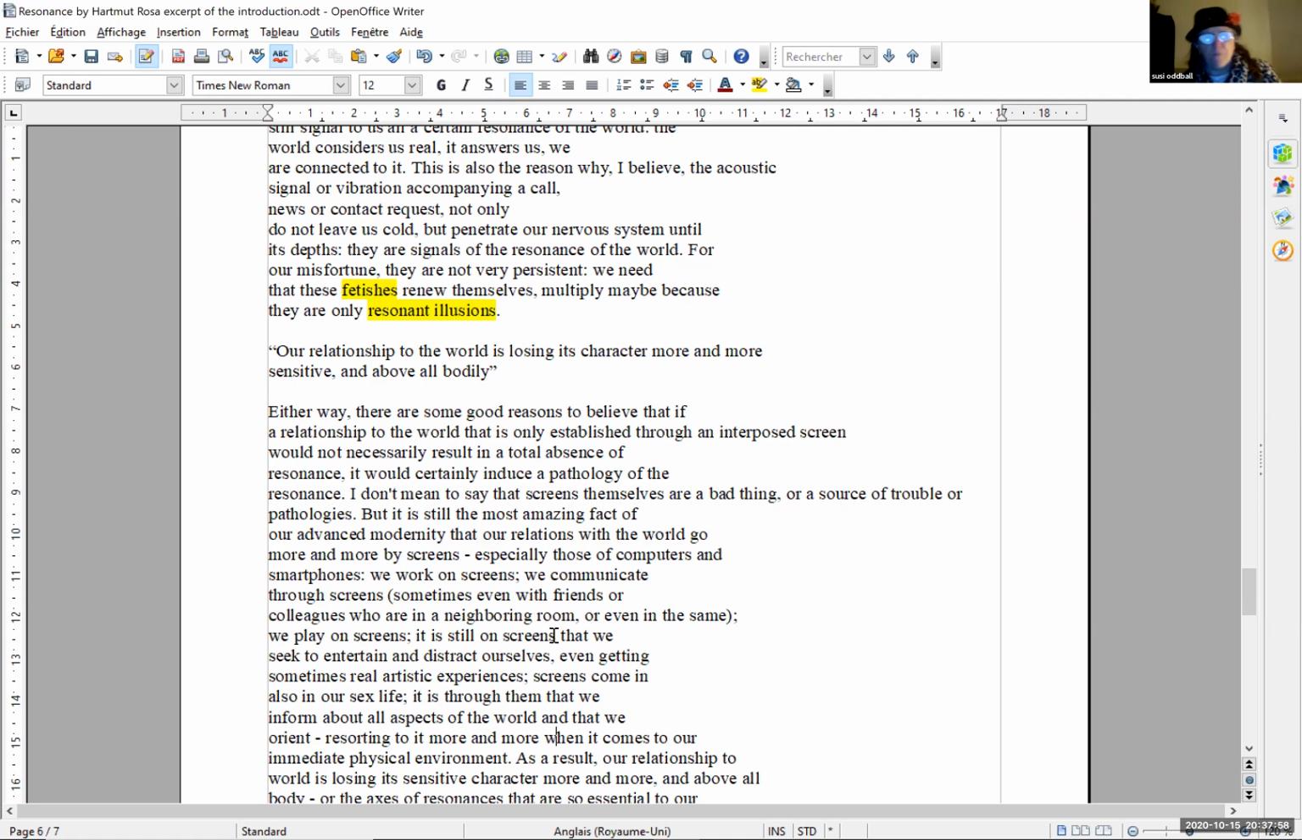Shall I start from our relationship? Yeah. Our relationship to the world is losing its character, more and more sensitive and above all bodily. Either way, there are some good reasons to believe that a relationship to the world that is only established through an interposed screen would not necessarily result in a total absence of resonance, it would certainly induce a pathology of resonance.